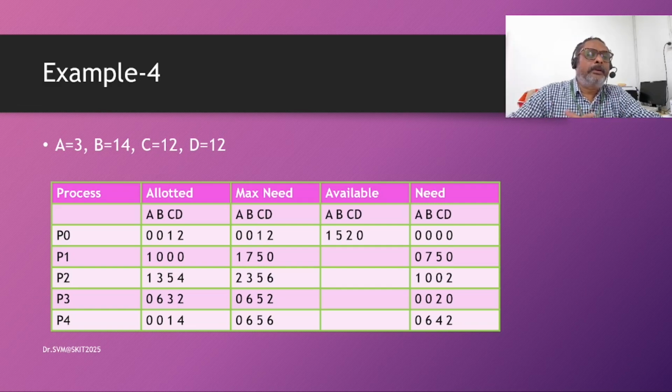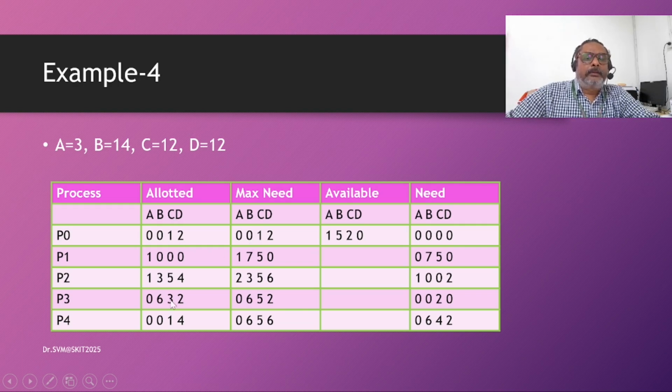So let's take up another example where now we have four types of resources, and there are multiple instances of these resources. Like A has got 3 instances, B has 14, C has 12, and D has 12 instances respectively. And we have 5 processes, P0 through P4, and at any given instant these are the allotted instances. So P0 has got 0, 0, 1, 2 instances of A, B, C, D respectively, and the maximum requirement is 0, 0, 1, 2 itself. So that means whatever it wanted, it's already given to it.